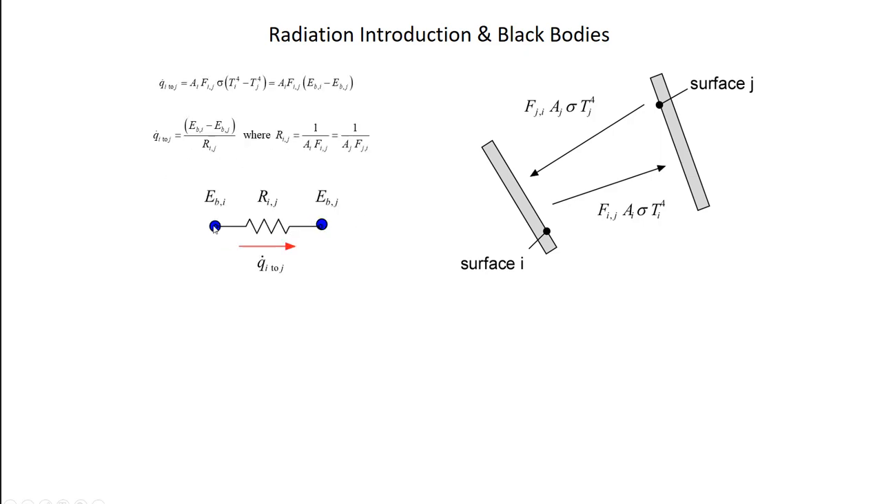So if I want to represent this as a resistance equation, here's my resistance, right? I have a surface I, it's got some potential EBI, right? I have a surface J, it's got some potential EBJ. The resistance to radiation heat transfer between those two surfaces is Rij, where Rij must be equal to what? 1 over Ai Fij, right? 1 over this quantity here. Or by reciprocity, that would have to be equal to 1 over Aj Fji. So this is this surface-to-surface resistance, right? This is called space resistance.